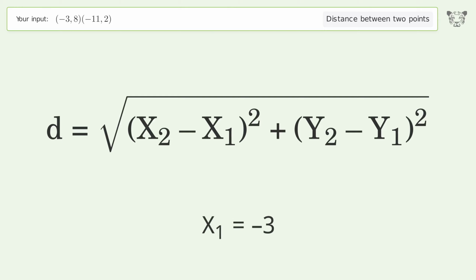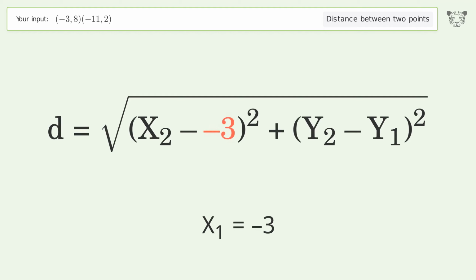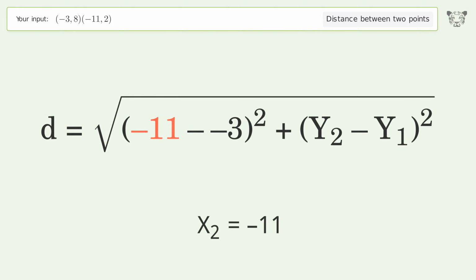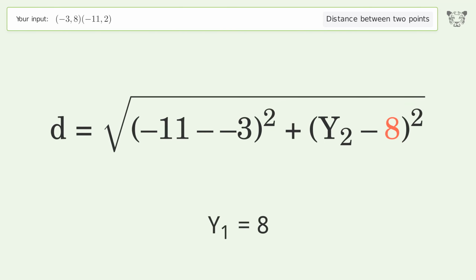x1 equals -3. x2 equals -11. y1 equals 8. y2 equals 2.